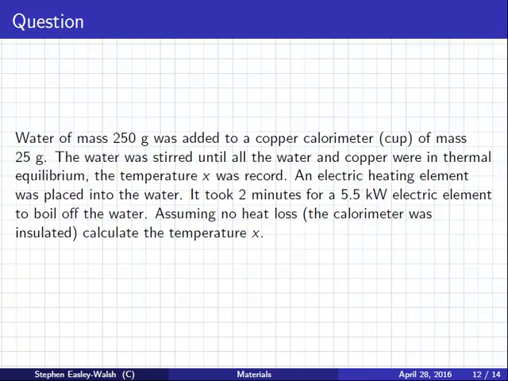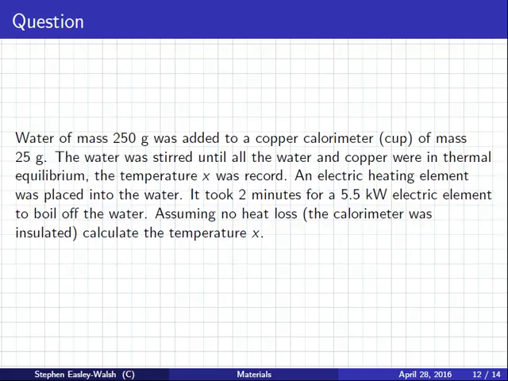Water of mass 250 grams was added to a copper calorimeter, which just means a copper cup, of mass 25 grams. The water was stirred until the water and copper were in thermal equilibrium. The temperature X was recorded. An electric heating element was placed into the water. It took 2 minutes for the 5.5 kilowatt element to boil off the water. Assuming no heat loss, what was the initial temperature?